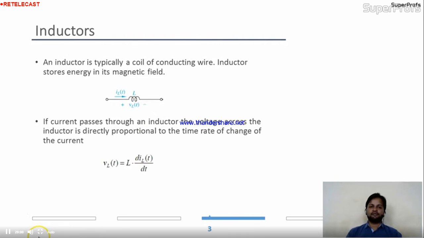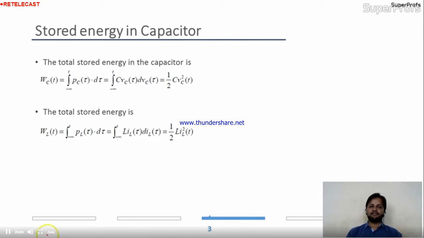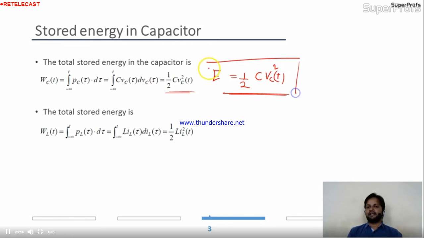See over here, the same formula is given for energy stored. This is the formula. Half CV square. This is the energy stored in the capacitor at any instant. If I am considering t, this is the energy in the capacitor at any instant.